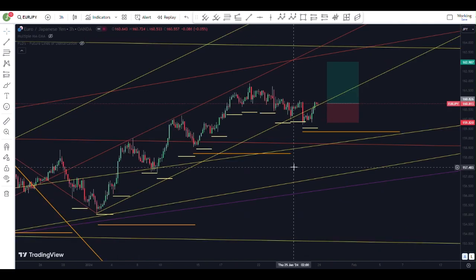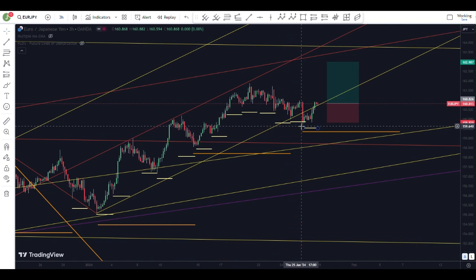We are now on the EURJPY chart. As I mentioned in the prior video, I was looking at this bounce here as it lined up perfectly with our orange cycle, and I had added a position here. It's been taken out.